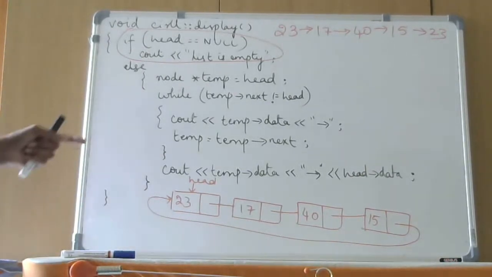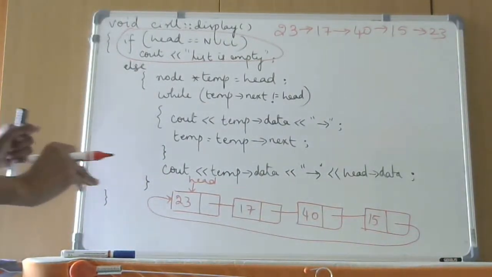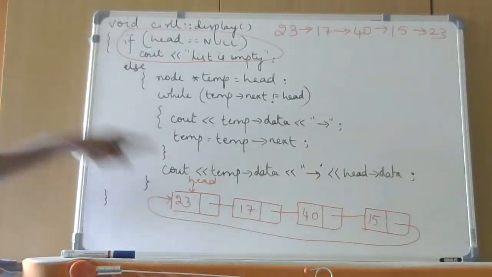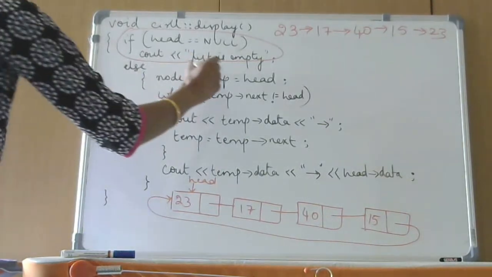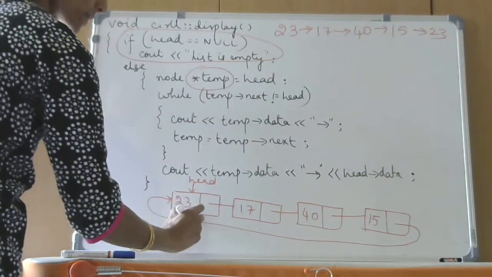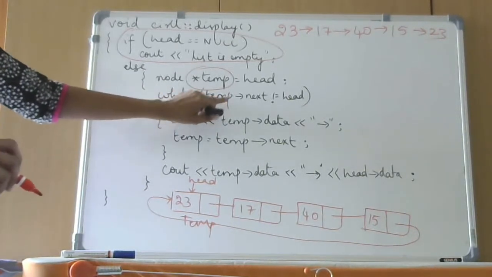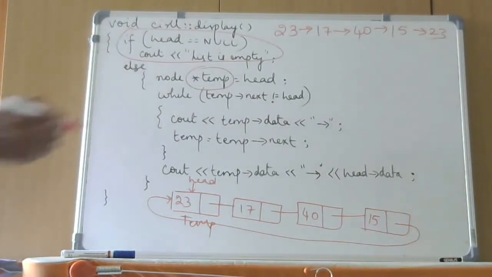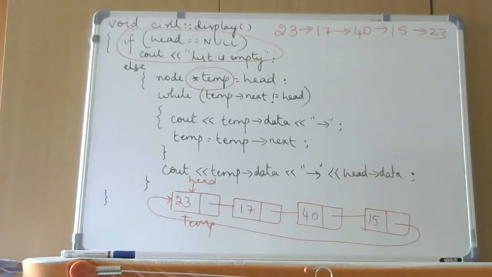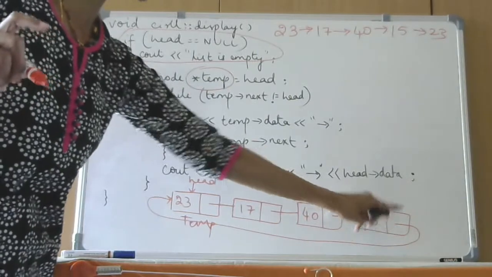Next, if it is not empty, then this is the case wherein I have some elements to display. So, what am I doing? I have to go on displaying each one of them, 23, 17, 40, 15, and again come back and display 23. So, I take one pointer temp and initialize it to head. What are we checking? While temp of next is not equal to head. Temp of next equal to head means we are referring to the last element. So, I have to display everything up to that.